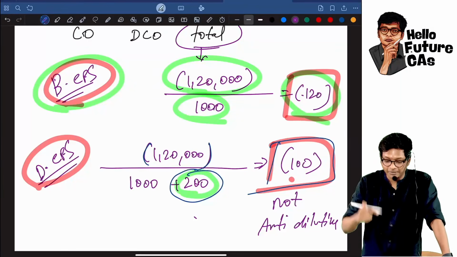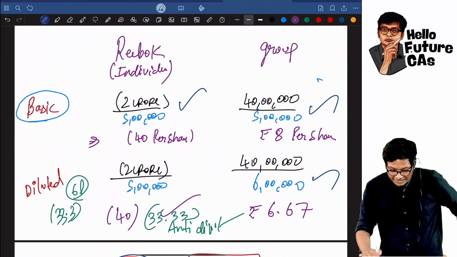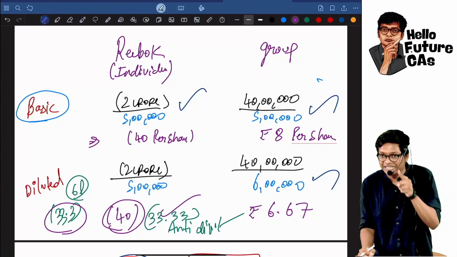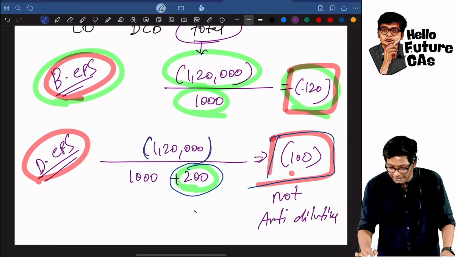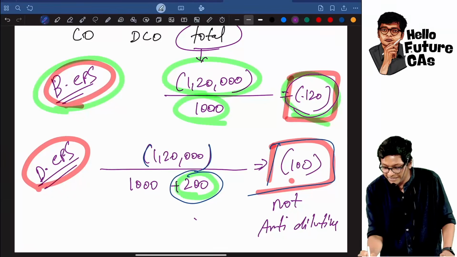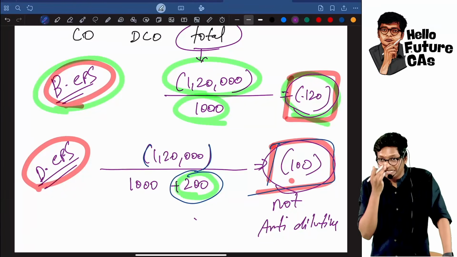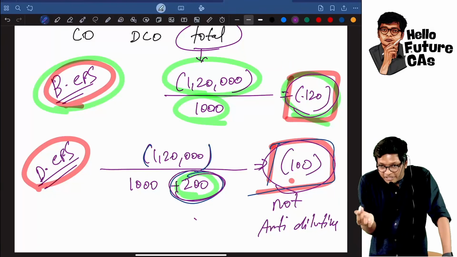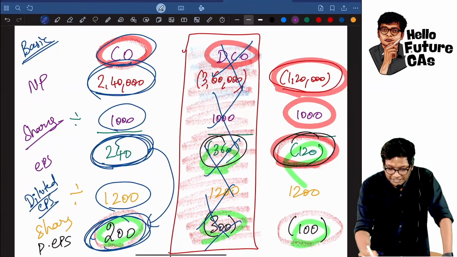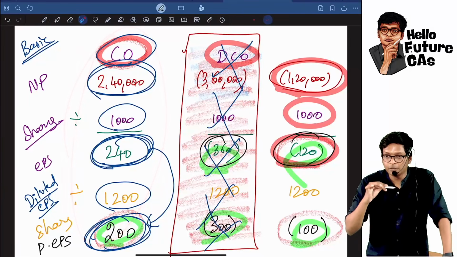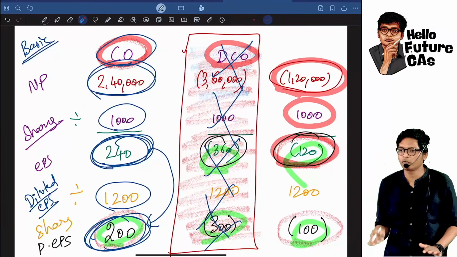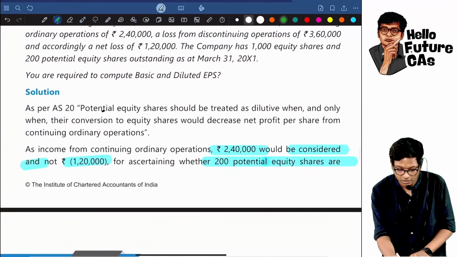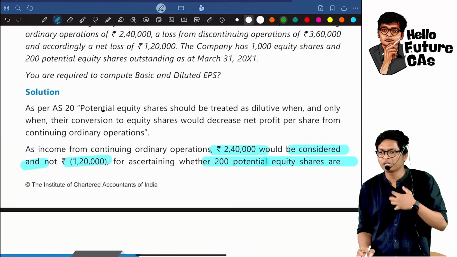Unlike the previous sum. In the previous sum, where negative 40 became negative 33.33, I told you it's anti-dilutive. But here, even though negative 120 is becoming negative 100, it is not anti-dilutive, because for dilution purpose you will check only continuing operation, because next year DCO will not be there. Are you following? Now we will read the paragraph for you to understand from the material. Look at this. It's a unique sum, guys.